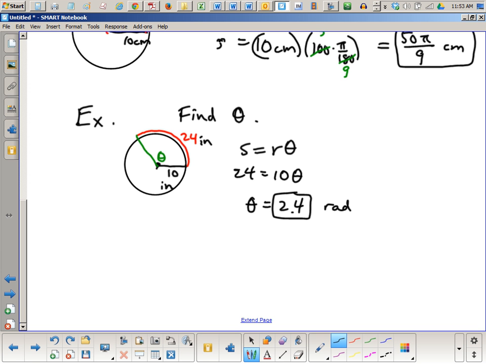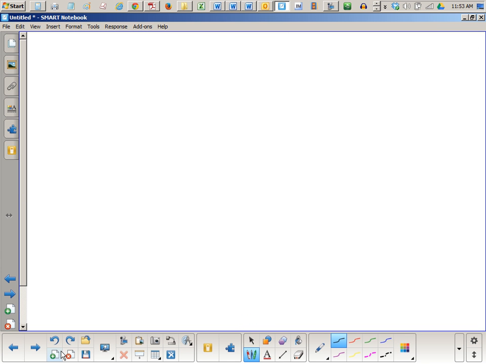I could also come up with an example where I give you S and theta and have you find R, but I don't want to get carried away. Now let's go talk about our fourth objective.